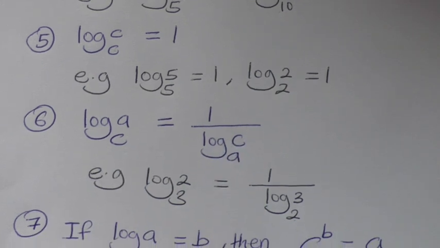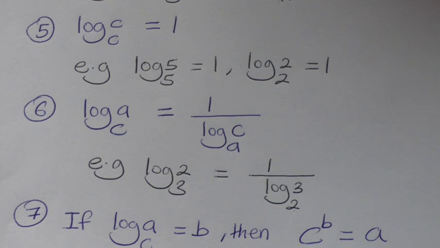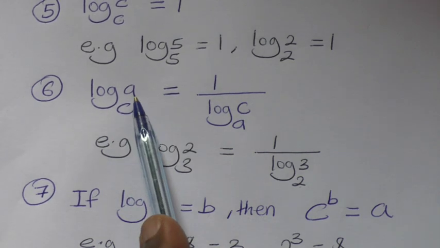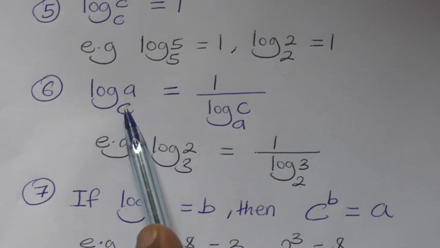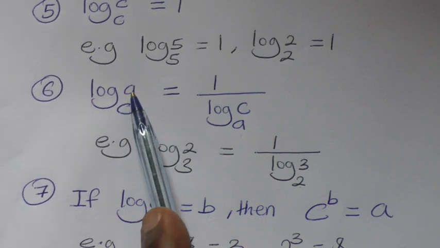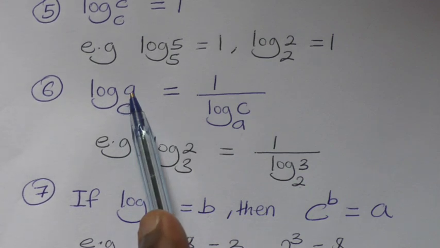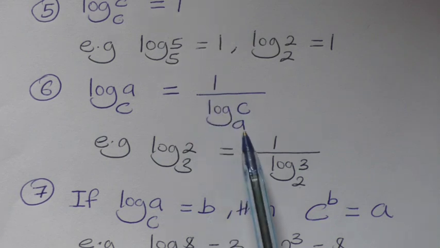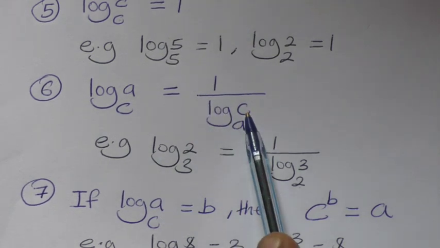We go to law number 6. Law number 6 shows us now how to change the base and the power. When I want the base to become the power and the power to become the base. That is to say, I have log C power A. So I want A to be the base, or they interchange the positions so that A comes down and C goes up. How do I do that? I'll take the reciprocal. So I will say 1 over log A power C.